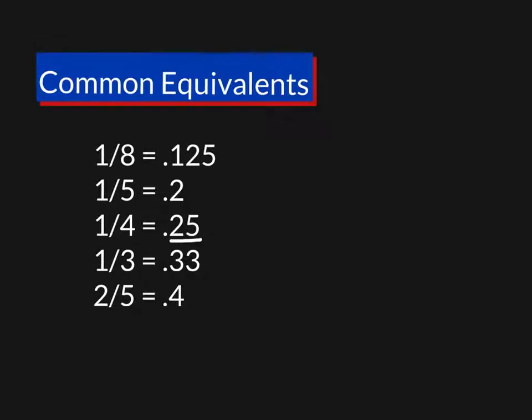So here are some common equivalencies you should know. You should know that 1/8, and notice that sometimes when fractions are typed they look like this instead of one over the other. 1/8 is equal to 0.125, 1/5 is equal to 0.2, 1/4 is the same as 0.25, 1/3 is equal to 0.33, and it's got the line over it because it's repeating, so it would be 0.333 and on forever. 2/5 is equal to 0.4.